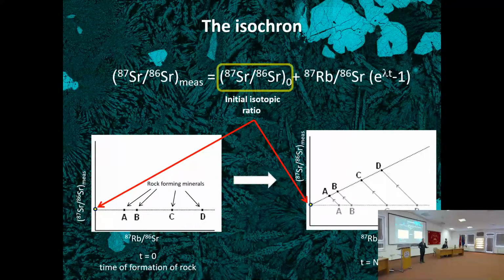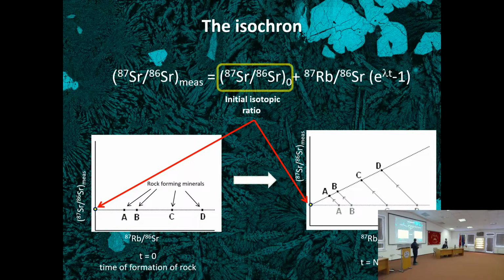And we apply this technique. The isoprobe is controlled by this kind of equation. We have the measured isotopic ratio, we have the initial isotopic ratio, the ratio that gives us the composition of the source, the parent-daughter ratio, decay constant, and age of the rock.